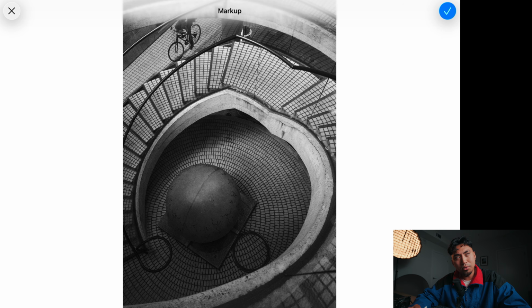I think, is it Paris? I could be wrong. And that was the main inspiration for the photograph. I've seen these staircases, I've always wanted to take a photograph there, and it just so happened that when I was there, a bike came through.